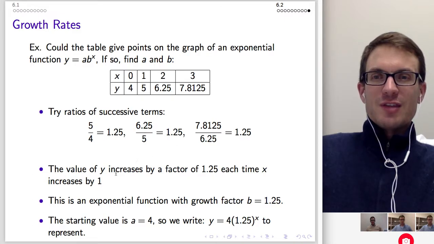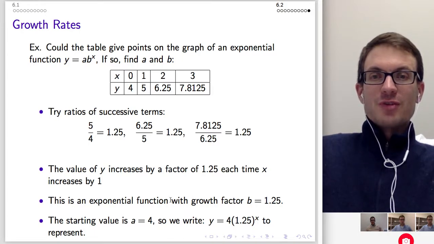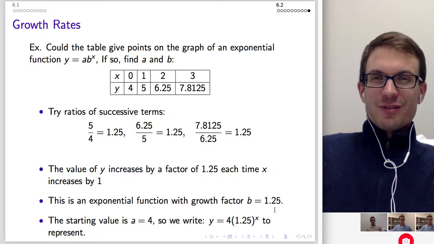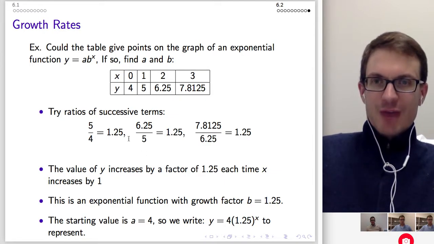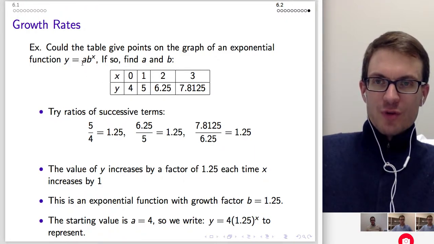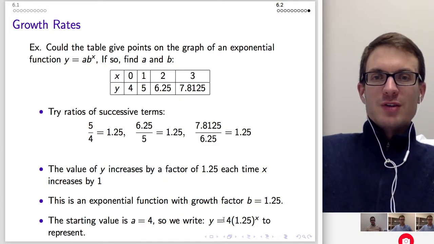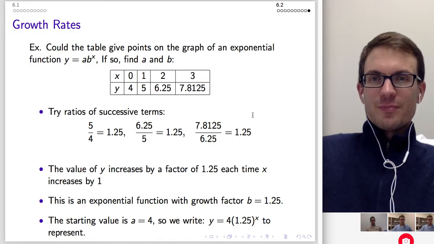What this tells us is that the value of y is increasing by a factor of 1.25 each time x increases by 1. That's exactly what we mean by an exponential function. There's an exponential function with a growth factor of b equals 1.25. Can we write down a function? Well, of course we can. We have our initial value. When x is 0, y is 4. That tells us a must be 4. So the starting value is a equals 4, so we can write y equals 4 times 1.25 to the x to represent this. Okay, very good. Let me know if you have questions.